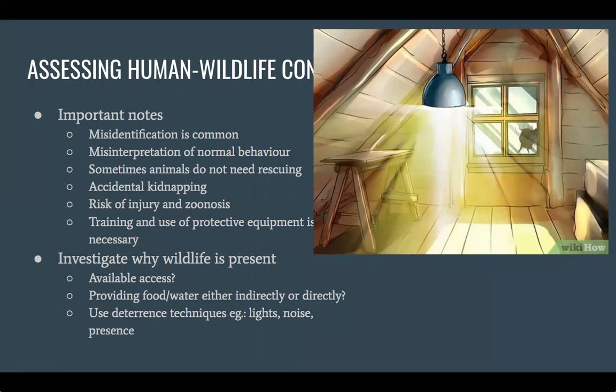We can use light, noise or presence to get rid of the animals from our space. Because just like us, animals will look for somewhere cool, or somewhere to keep warm, also in the dark, for safety, right?